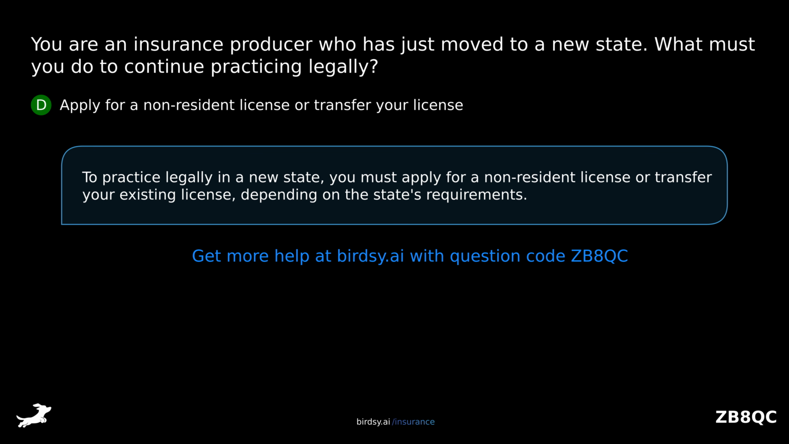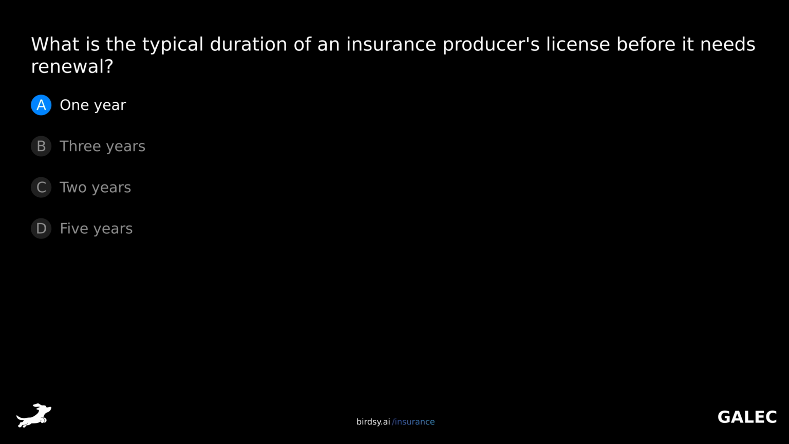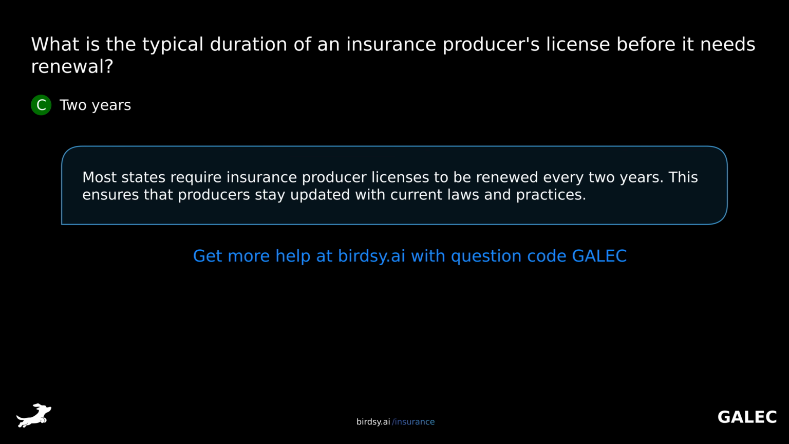on the state's requirements. What is the typical duration of an insurance producer's license before it needs renewal? Is it A, 1 year, B, 3 years, C, 2 years, or D, 5 years? The answer is C, 2 years. Most states require insurance producer licenses to be renewed every 2 years. This ensures that producers stay updated with current laws and practices.